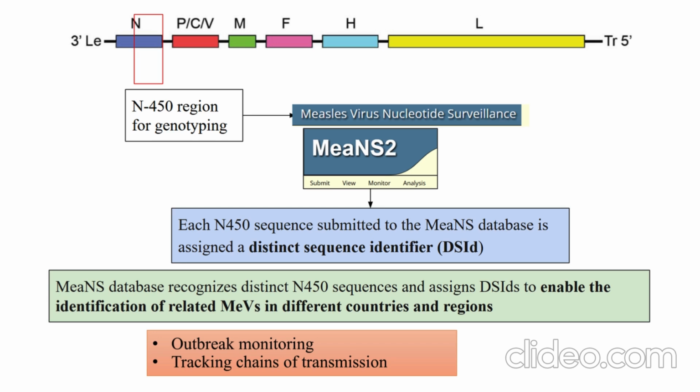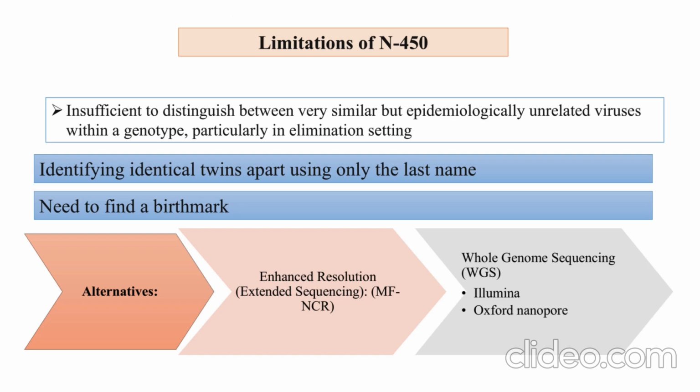Got it. So DSIds and named strains add detail to N450. But it sounds like sometimes you need even more resolution, like for really fine-grained tracking. You're absolutely right. While N450 is still the standard for initial genotyping, its resolution is limited for tracing specific transmission pathways, especially when you're close to elimination and every link matters. So we need extended sequencing approaches.